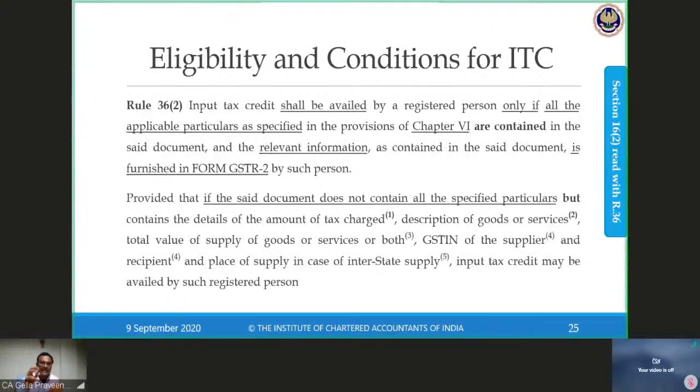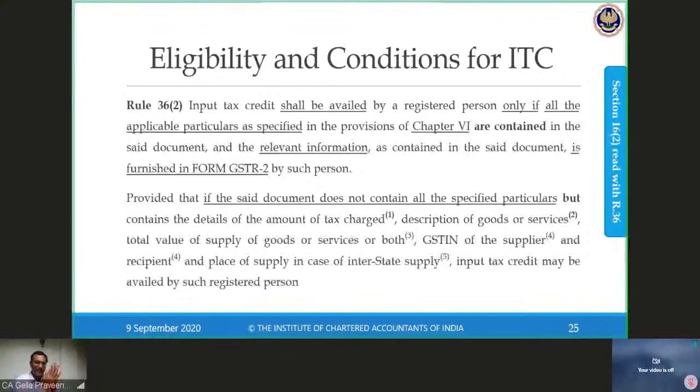First point, it says it should contain the amount of tax charged. So when I look into a tax invoice, it should clearly have what is the tax thereupon. Second, it should have a description of the goods. Third, total value of the supply of goods and services. Fourth, GST number of supplier and GST number of recipient. Finally, place of supply in case of an interstate supply. So these five elements are required for your audit.